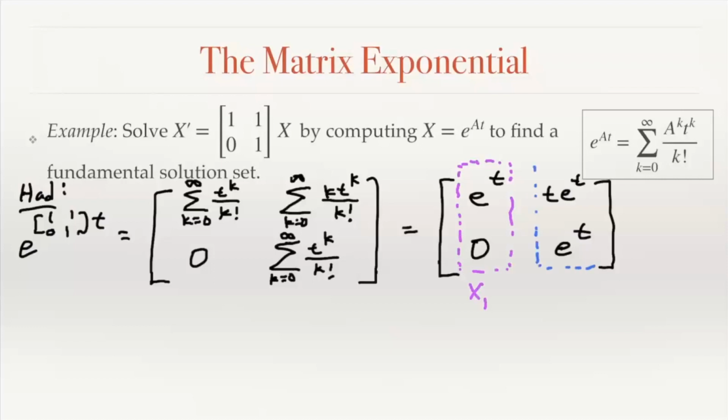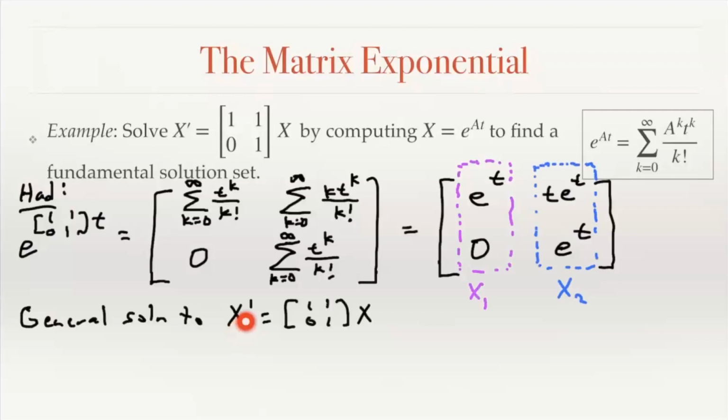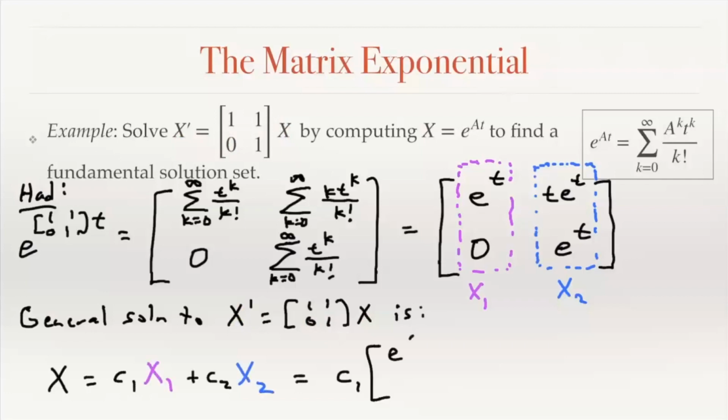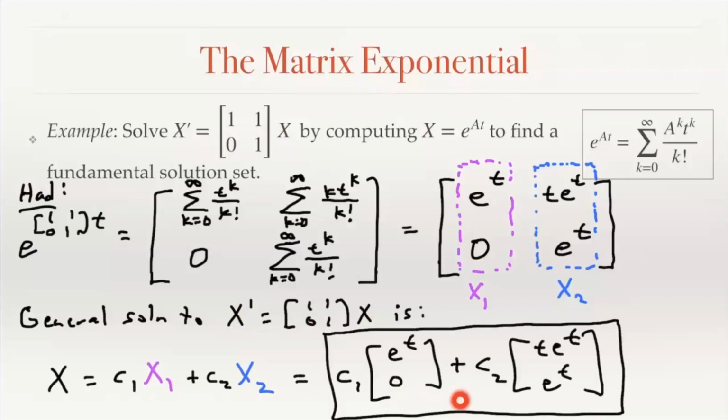And we saw that the columns of the matrix exponential form a fundamental solution set. So the general solution to the system of differential equations x prime equals [[1,1],[0,1]] x, this guy, will therefore be that x is c1 x1 plus c2 x2, where those are the columns. And this is therefore our general solution to this system of differential equations.